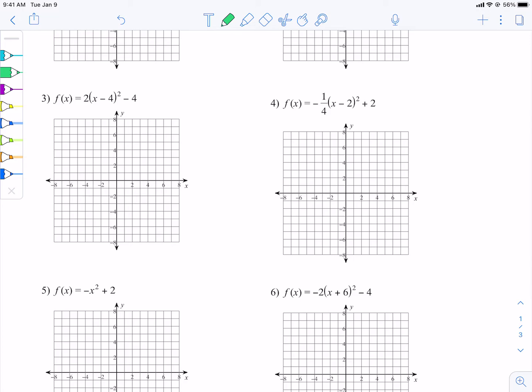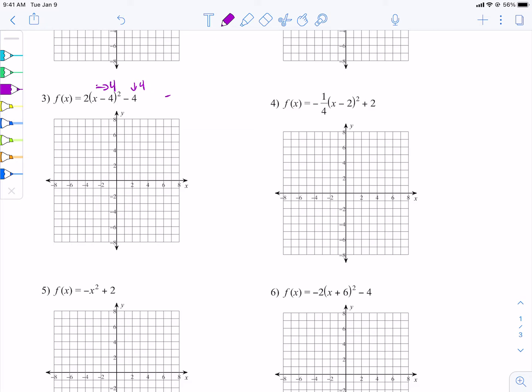Now we're going to take a look at how we graph our parabolas in vertex form when we have an a value other than 1. So again, inside the parentheses, we go the opposite direction horizontally. So this is going to go right by 4. Outside the parentheses, this is going to go the opposite direction vertically, so down by 4.